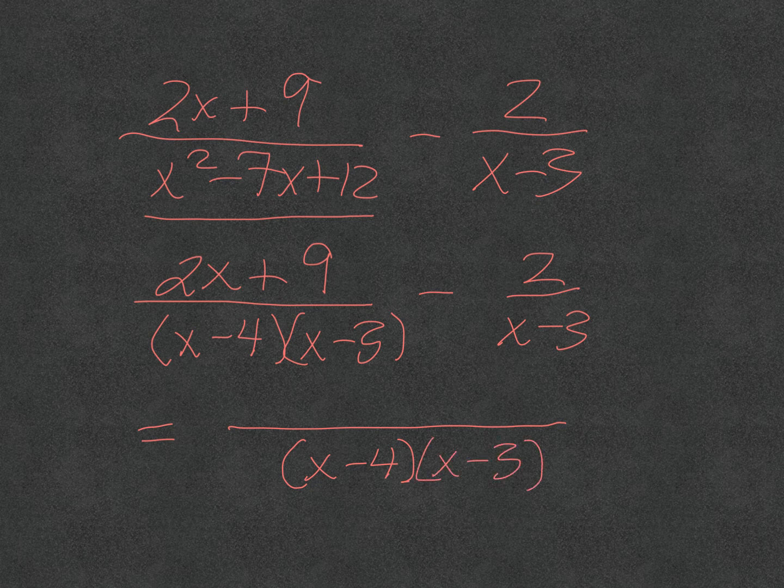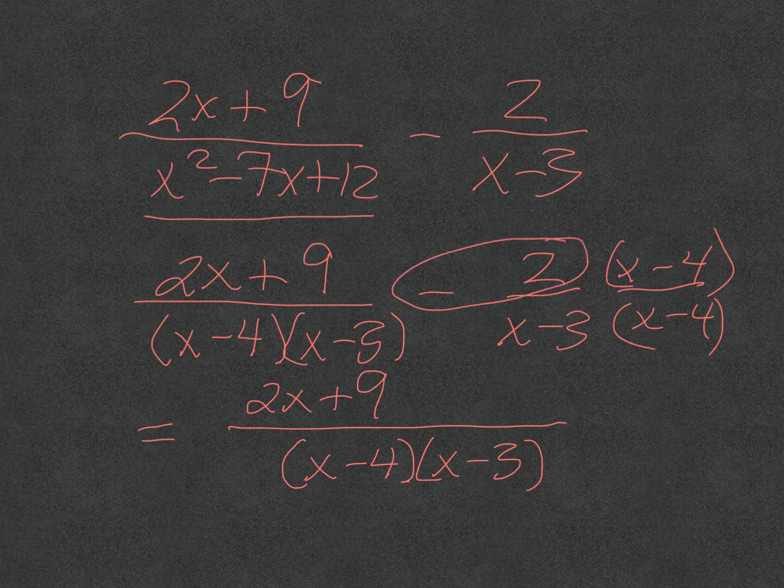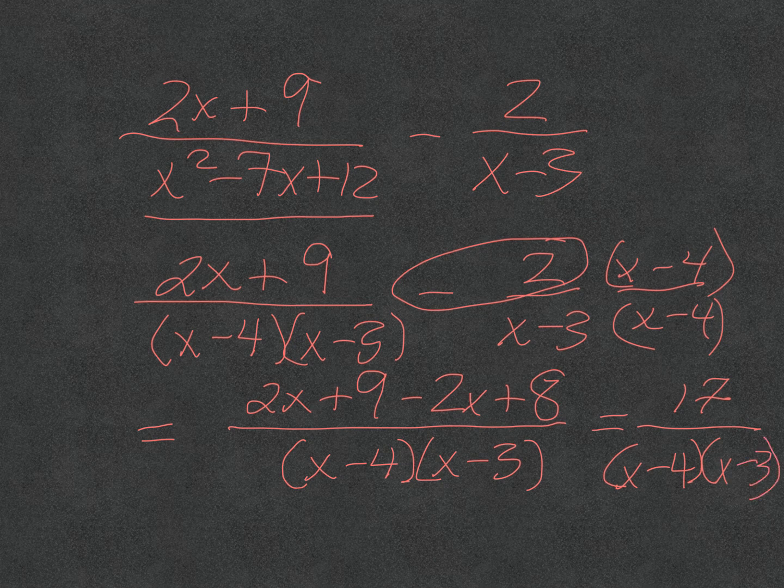So the common denominator is x minus 4 times x minus 3. All right. And therefore, we multiply this one by x minus 4 over x minus 4. Okay. And therefore, we get the 2x plus 9, which is already over the common denominator. And then we get a negative 2 times x minus 4, so minus 2x plus 8. And this will give us 17 over x minus 4 times x minus 3. And there's no canceling there, so that's our final answer.